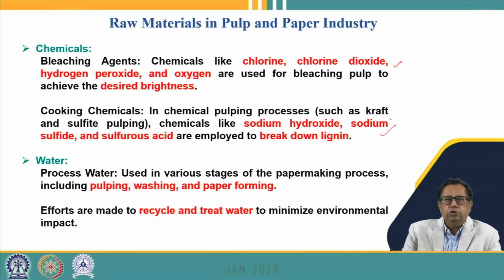Similarly, we can use chemicals like sodium hydroxide, sodium sulfide, or sulfurous acid, which are employed to break down the complex molecules of the lignin so that they can be separated from the cellulosic fibers. We use such chemicals during the chemical pulping process, where we cook the wood so that it can be digested and lignin can be separated out. They can be used during the kraft process and the sulfite pulping process, which we will be discussing in the coming lectures.